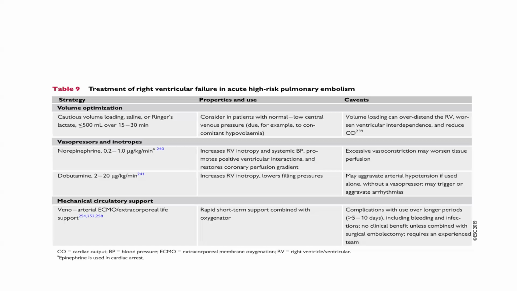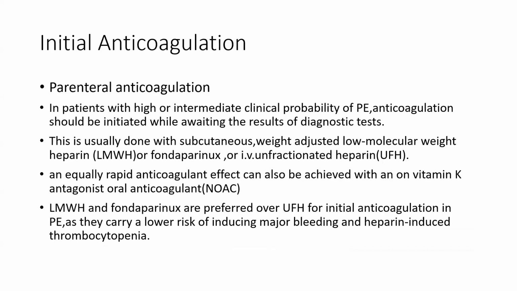Now, this is the summary of right heart failure in high-risk pulmonary embolism. So first is volume optimization: administer volume loading with saline or Ringer's lactate. Make sure we do not give excessive fluid. Then we can start the vasopressor inotropes in the form of norepinephrine and dobutamine. And if the patient is hemodynamically not improved, then the last option is ECMO.